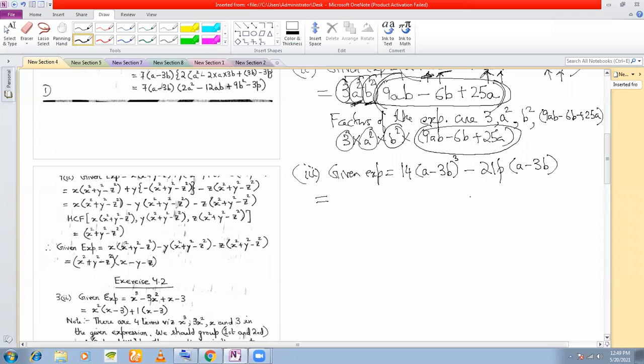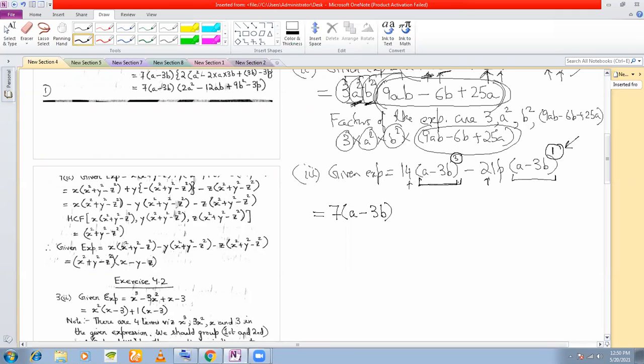The question is, what is the HCF that I should take out? See here, I have a 14, I have a 21. So I can take out the HCF of 14 and 21, which is 7. Okay, and any other? Yes, I also have this as my repeated factor. See, a minus 3b, what power is this? 3. And what power is this? 1. So a minus 3b is also common, isn't it? So I can take out a minus 3b also. If I take out a minus 3b to the power of 1, this is the lower power, right? So I'm taking out the lower power.